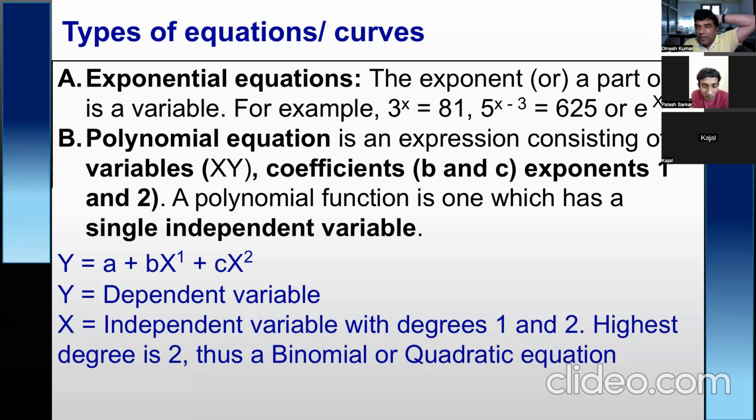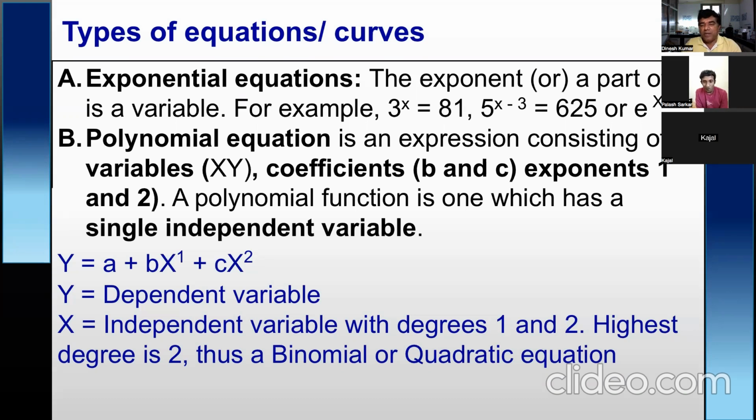You must have solved polynomial equations in algebra, y is equal to a plus bx, something like that. You used to solve such equations. So you can see y is equal to a plus bx plus cx square. This is a polynomial equation with degree 2. Maximum degree is 2. Therefore, it is called a quadratic equation.